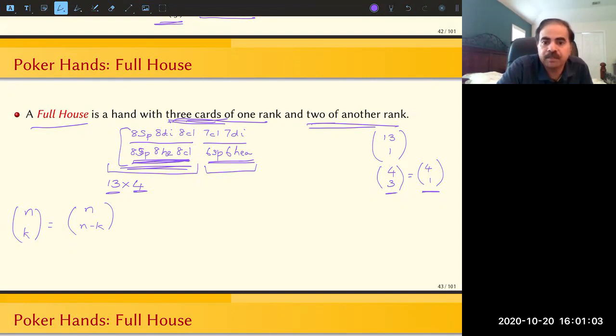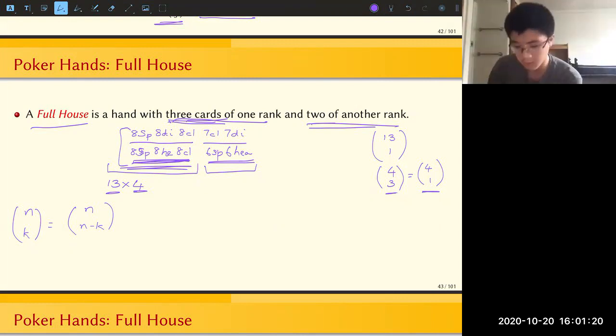Someone else wants to try? This should be easier than this, right? Or at least no different, right? For the 2 of another rank, would it be 12 times 4 choose 2? So 12 times 6?